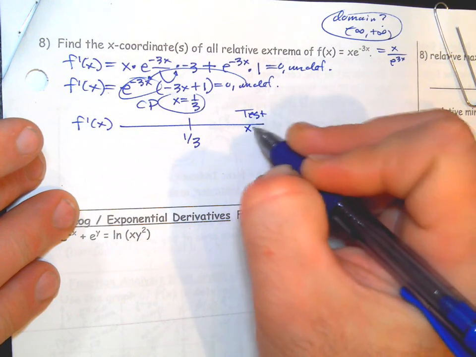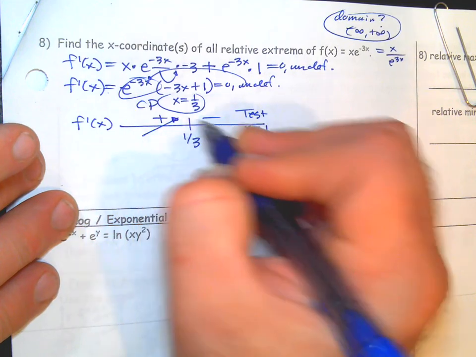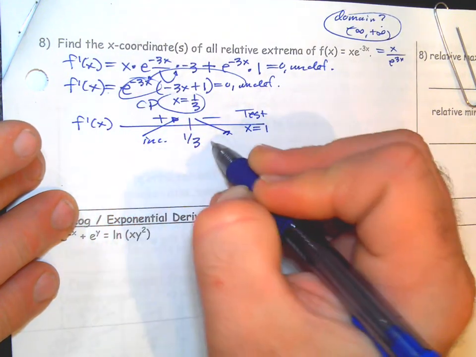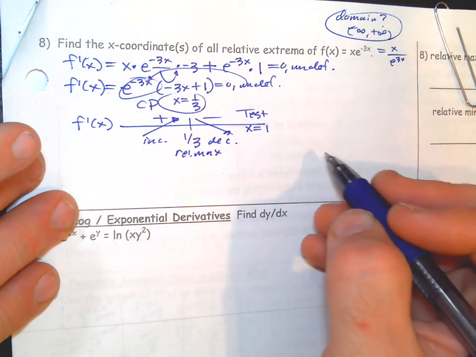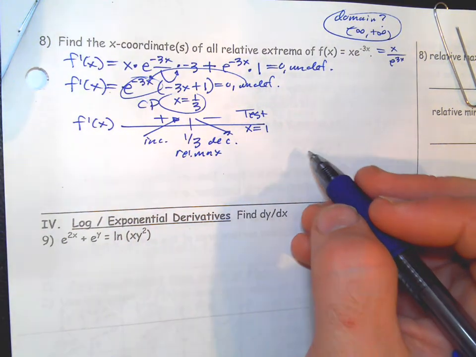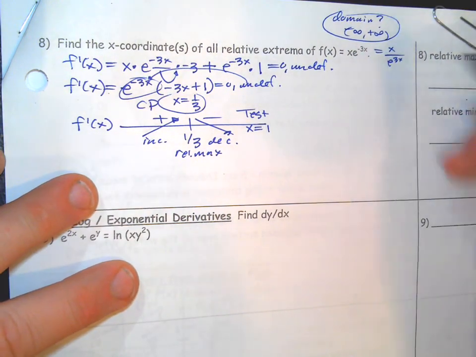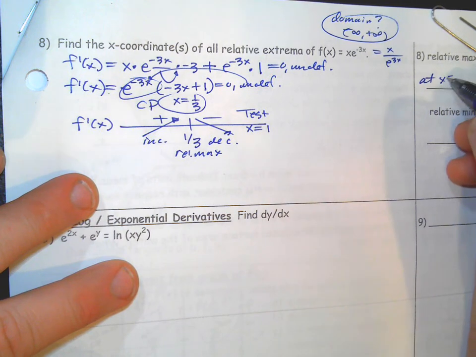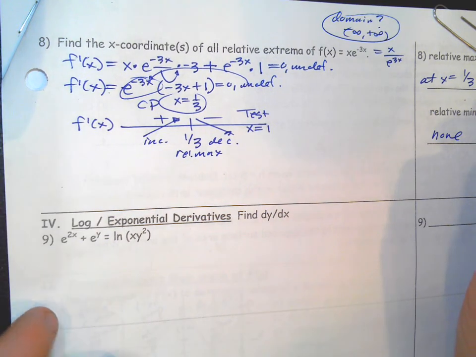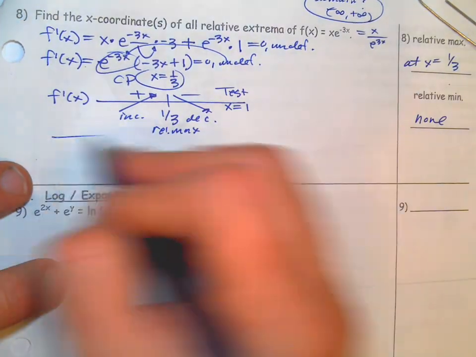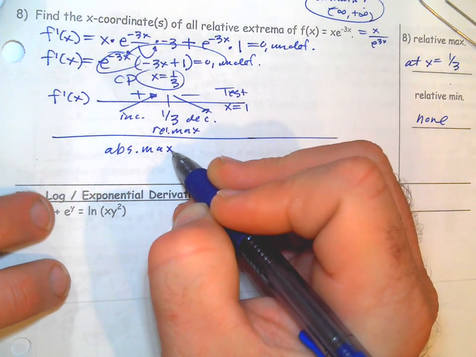Test a value, x equals 1. It's going to be positive, negative. So increasing, decreasing, relative max. Right? So now to say relative max value, just location. So the relative max is at x equals 1/3. The relative min is none. It doesn't have one.